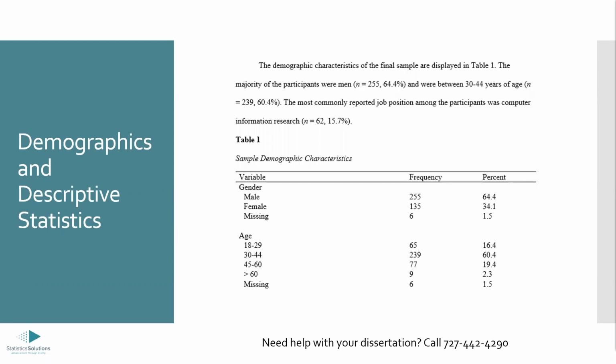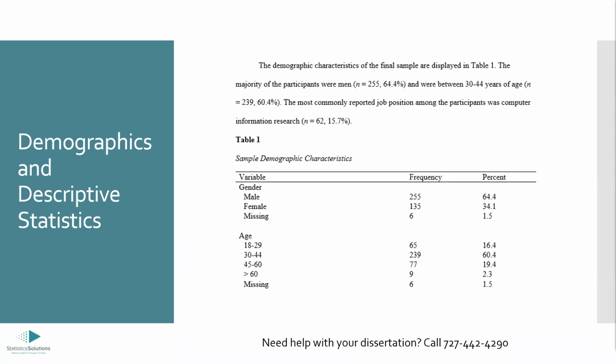One thing that's important to note is whenever you present a table, you want to make sure that you reference the table in the text. So you'll see in our text, we say that our characteristics are displayed in table 1. So you want to make sure you have a reference to the table in the text, and you want to make sure that the table appears in proximity to the place in the text where it is referenced.